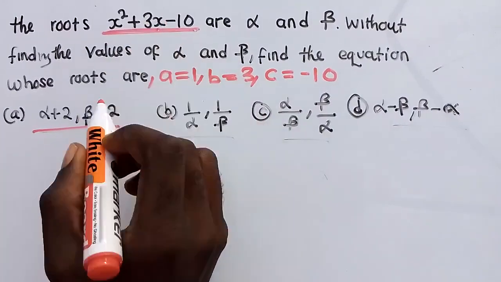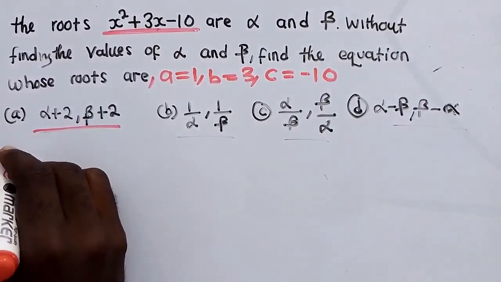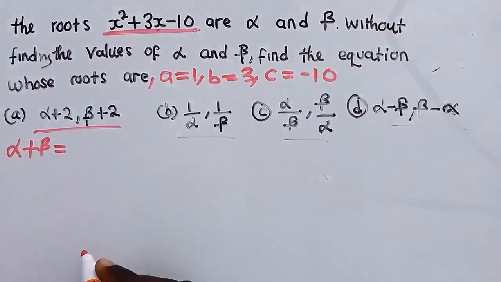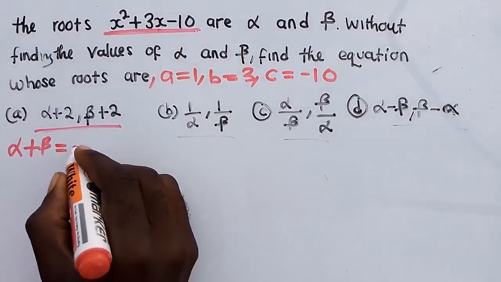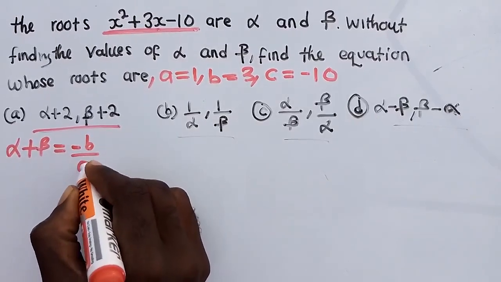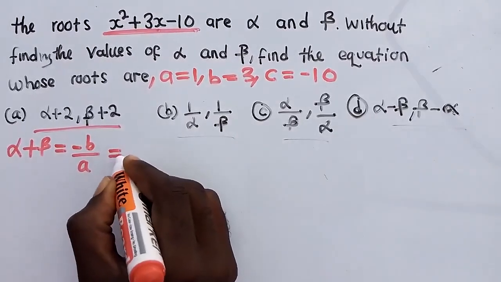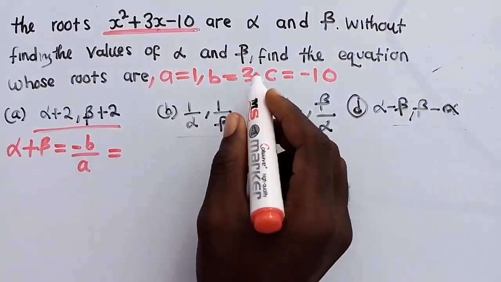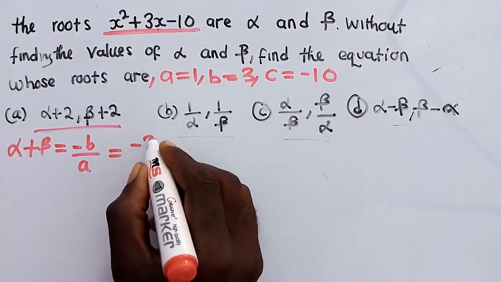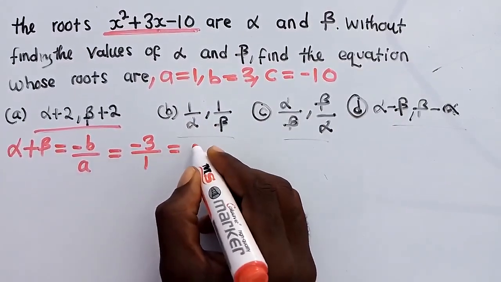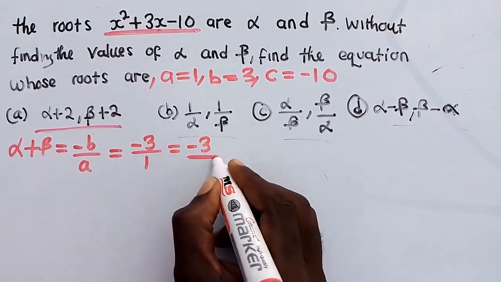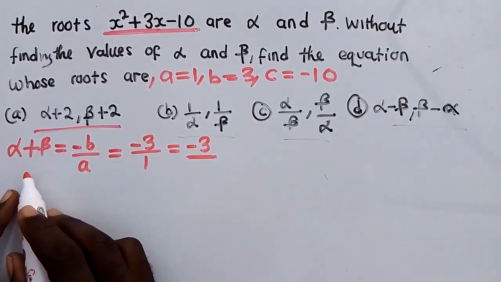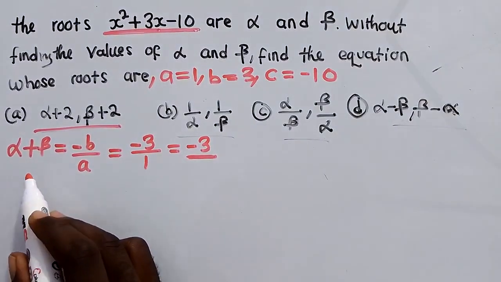So after doing that, you find the sum of the roots. Sum of the roots means alpha plus beta. So alpha plus beta is equal to negative B over A, which is now negative 3 over 1, which is equal to negative 3. So this thing here is called the sum of the roots. This is how you find the sum of the roots.